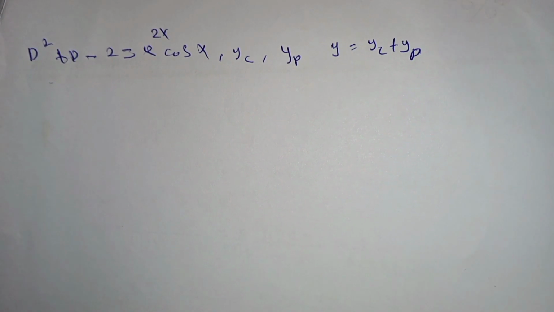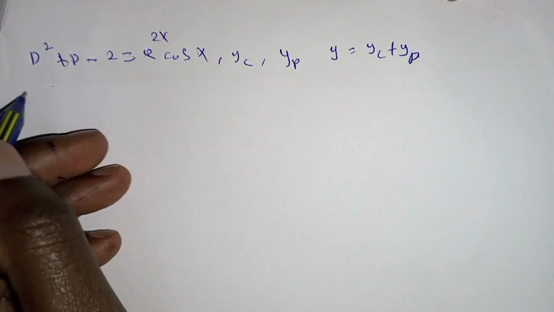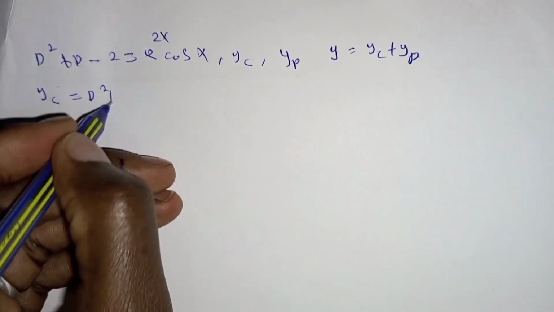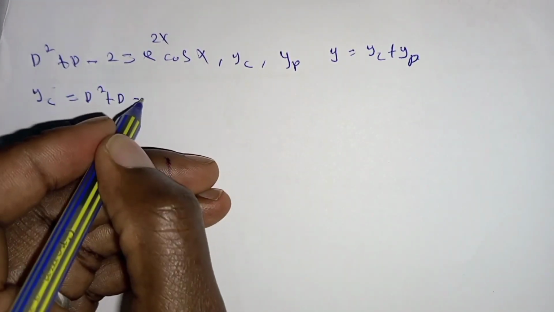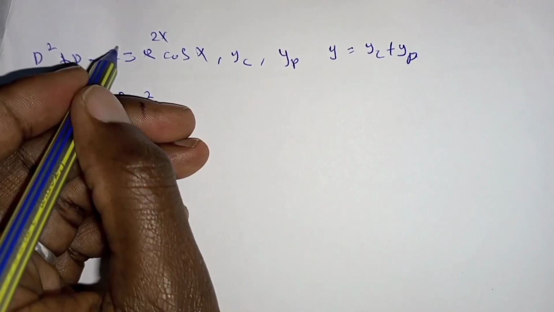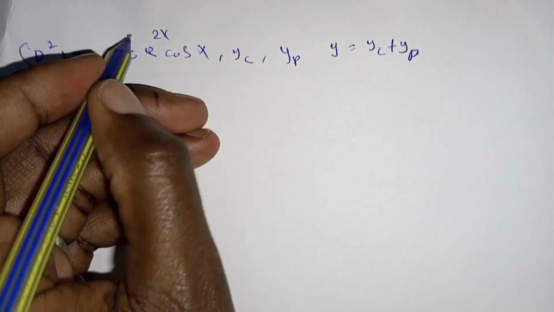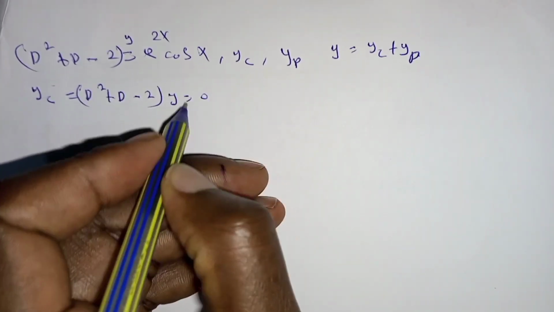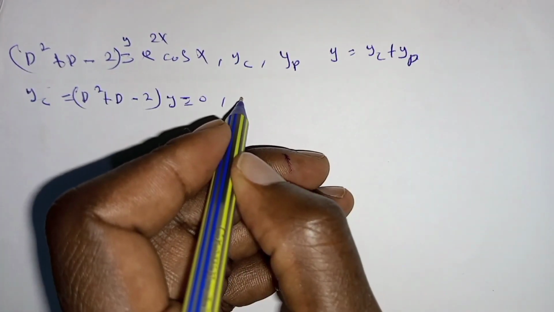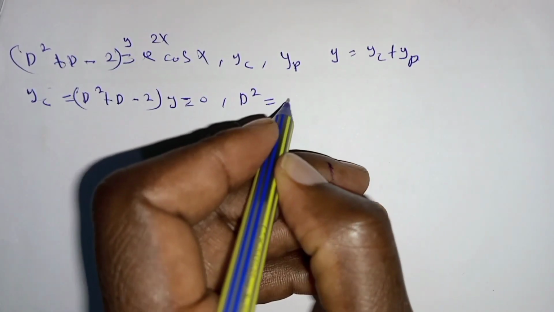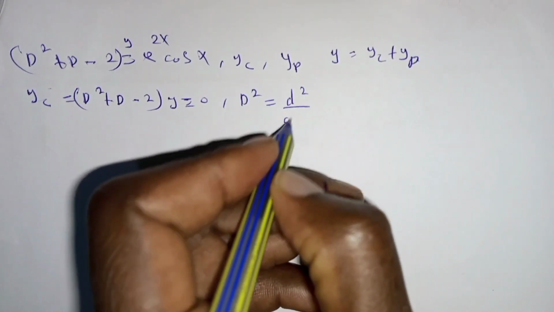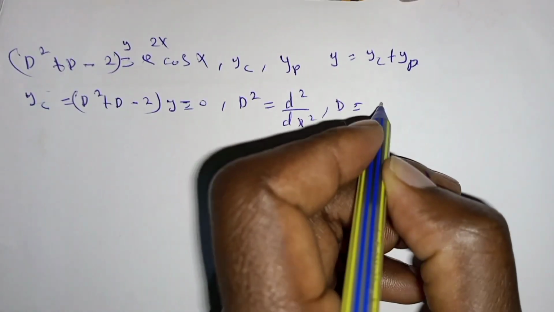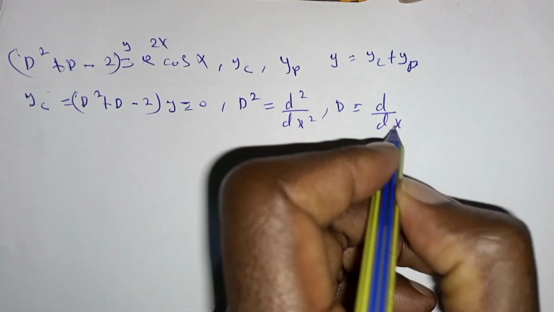So we start working and we begin by y complementary, which can be reduced to the form d squared plus d minus 2, everything here is multiplied by y, which is equal to 0. Now, we note that d squared is the same as d squared over dx squared, and the d is the same as d over dx.